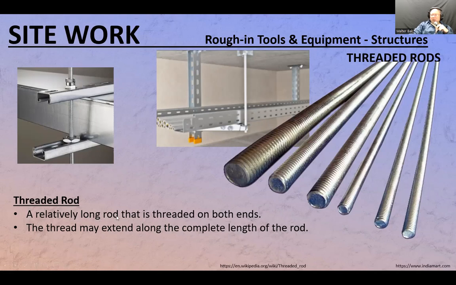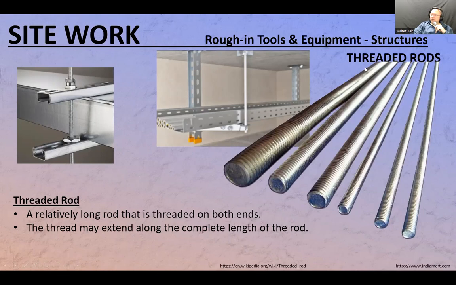A relatively long rod that is threaded at both ends. The thread might extend along the complete length. Usually that's the latter case, the second case. Go to some hardware store and look at it. All of them will have threaded rods, and they'll have different gauges, like different thicknesses and different lengths. It's a metal rod that's threaded all the way through.